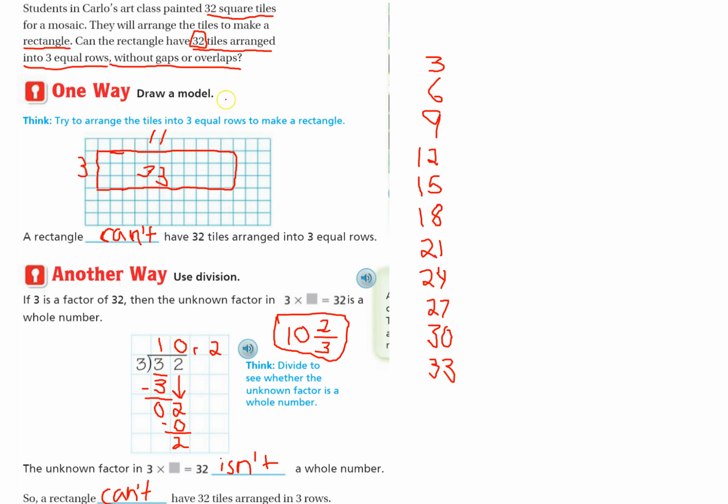So I know 3 is not going to work as a factor unless I use a mixed number or a whole number with a decimal. So it's not going to work. I'm not going to get a whole number. Okay? All right. Thanks again, and I will see you on the next video.